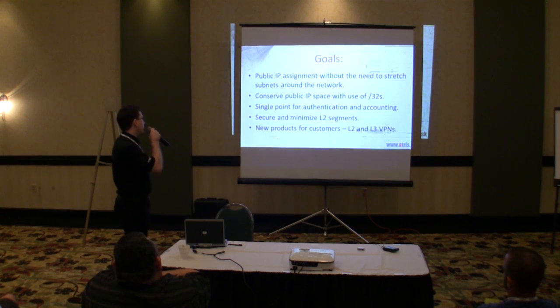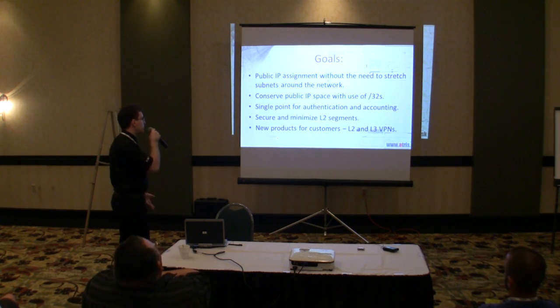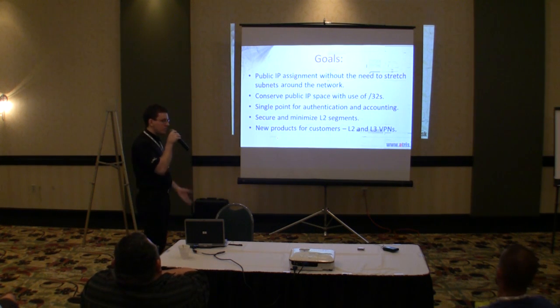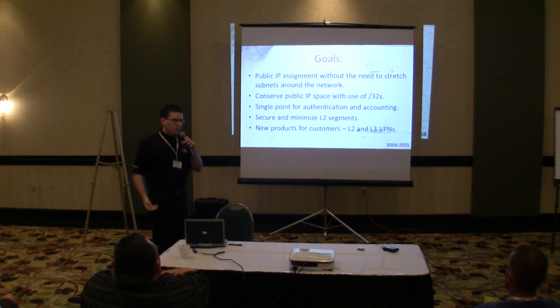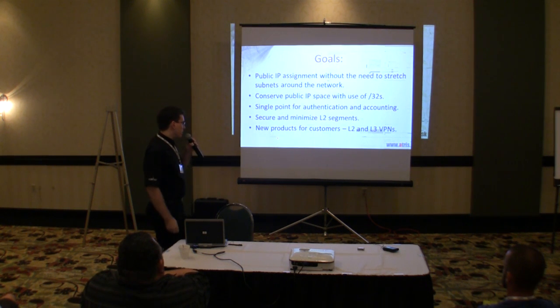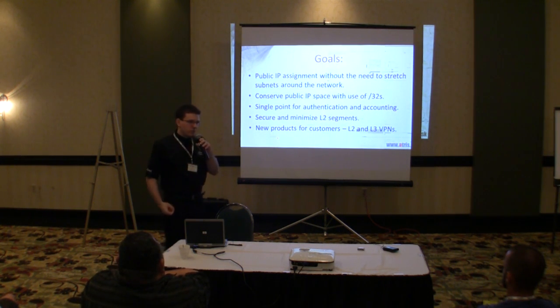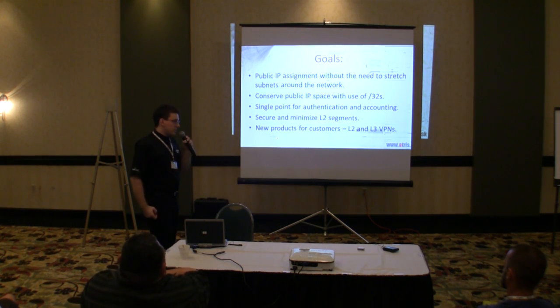So the goals here, first of all, public IP assignment really shouldn't need subnets to stretch around the network. We want to assign public IPs to our customers, and these days with the IPv4 depletion, it's not been easy, at least for us. One of the biggest problems is that if you have to move subnets around and assign subnets to the edges of your network because you want to deploy those public IPs, that can become a problem. So we want to conserve our public IP space with the use of /32s.